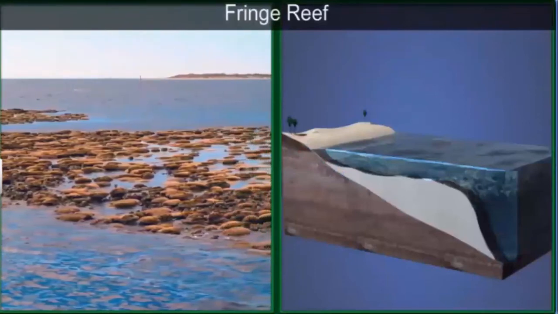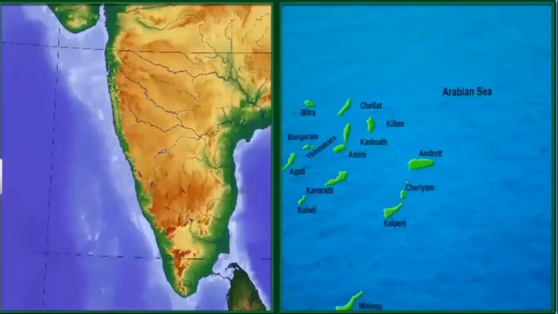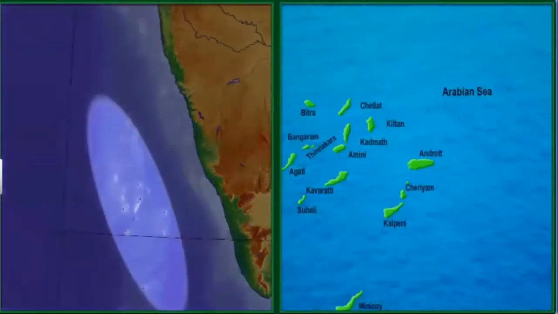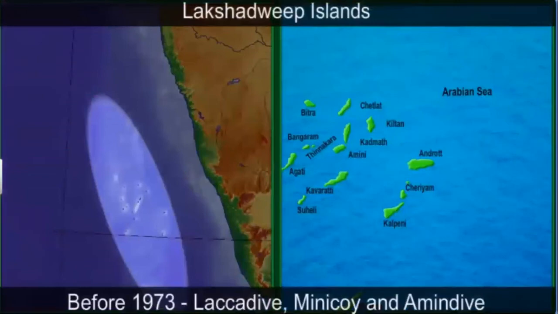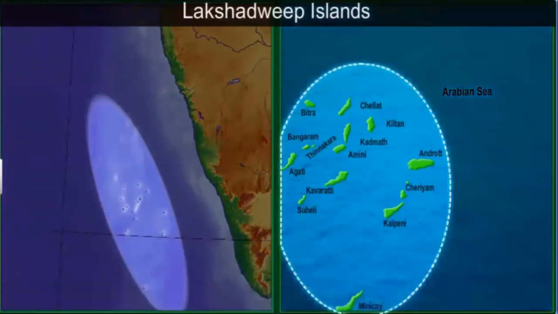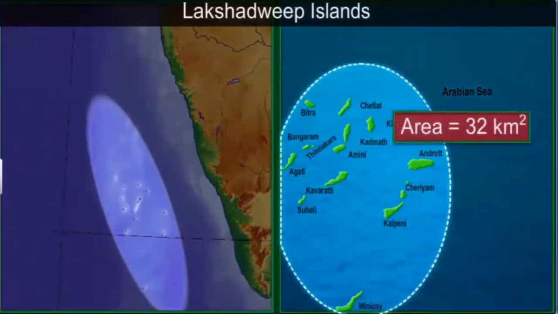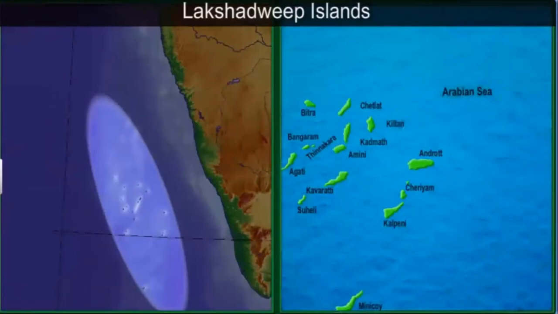Before 1973, the Lakshadweep Islands were known as Laccadive, Minicoy and Amindivi. The overall area of Lakshadweep is 32 square kilometers. The island's administrative offices are headquartered on an island called the Kavaratti Island.